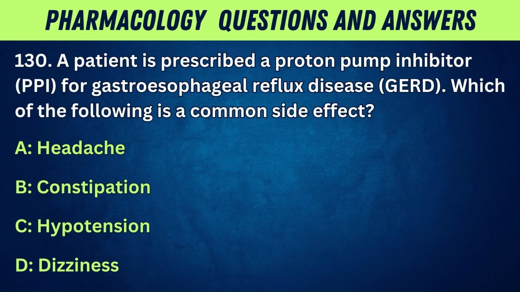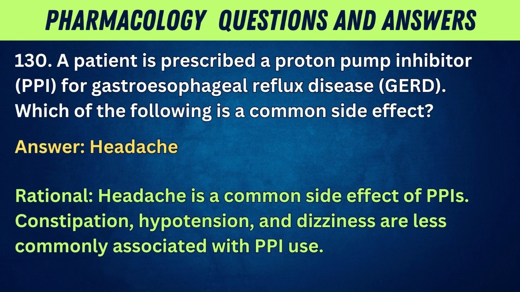130. A patient is prescribed a proton pump inhibitor, PPI, for gastroesophageal reflux disease, GERD. Which of the following is a common side effect? A. Headache. B. Constipation. C. Hypotension. D. Dizziness. Answer: headache. Rationale: headache is a common side effect of PPIs. Constipation, hypotension, and dizziness are less commonly associated with PPI use.